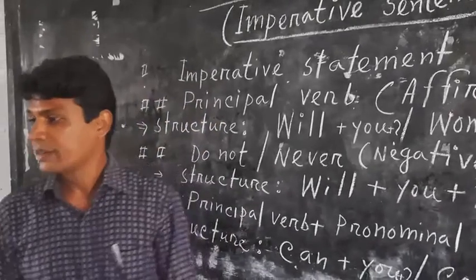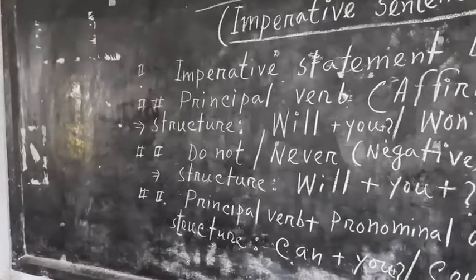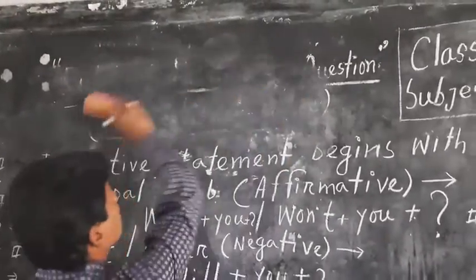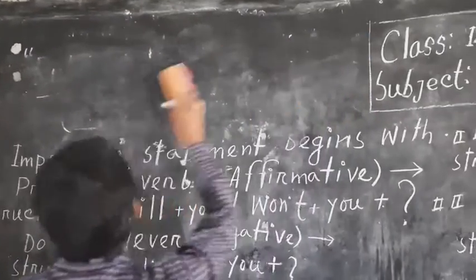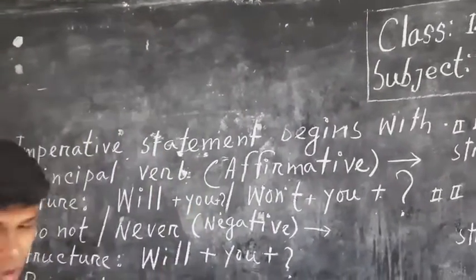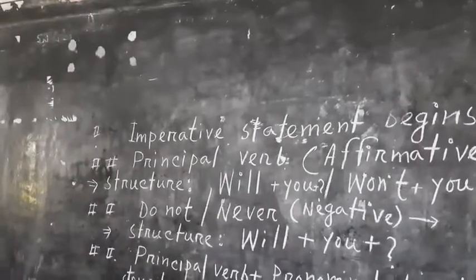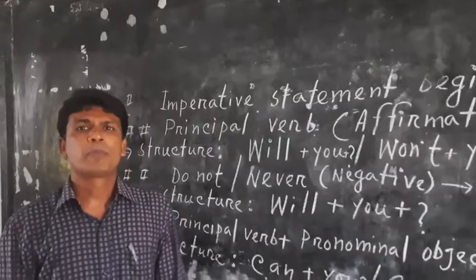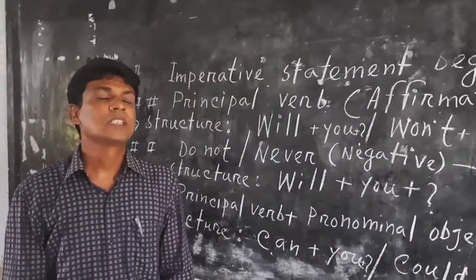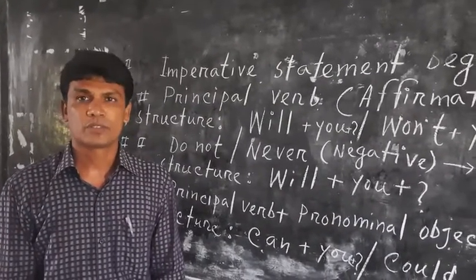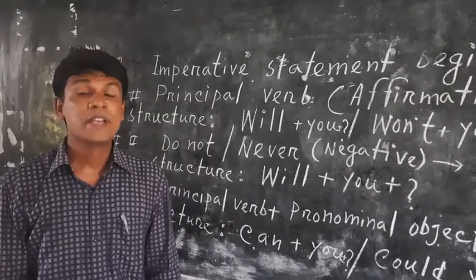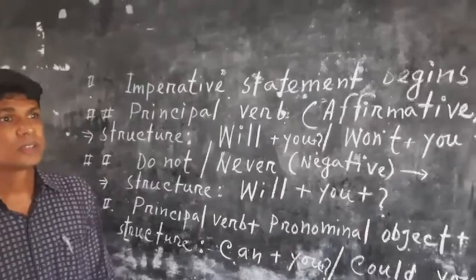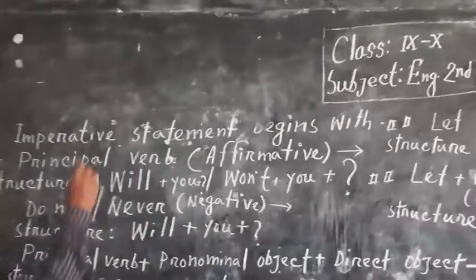Now, dear student, look at the board attentively. You have to know what is an imperative sentence. An imperative sentence is a sentence that expresses command or entreaty. Just for an example, I write a sentence here.